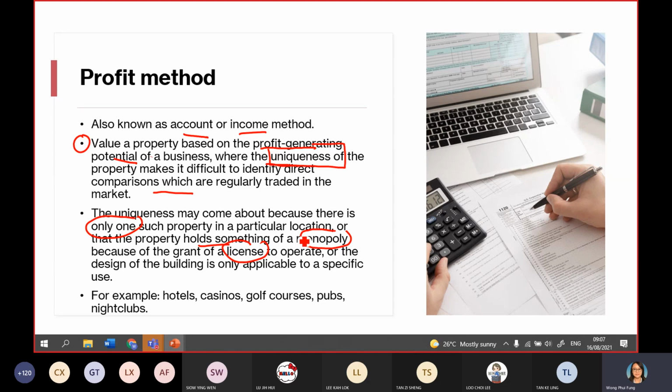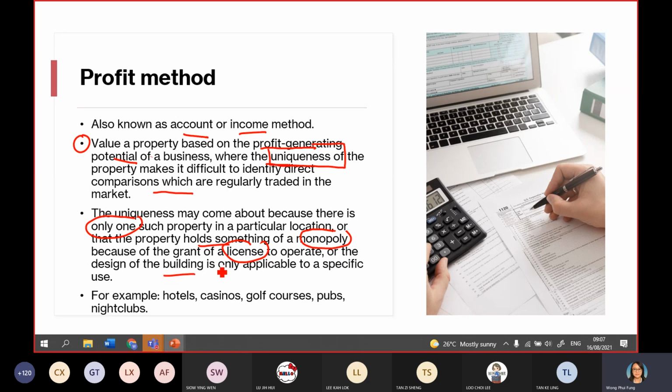They dominate the market. They monopoly the market. You hardly find another casino in Malaysia, isn't it? Because it's only one such property in that particular location, and that property holds something very special. That is a license, a limited license granted for them to do the business. So sometimes we call it monopoly form of the business. Okay, so it fulfills the profit method.